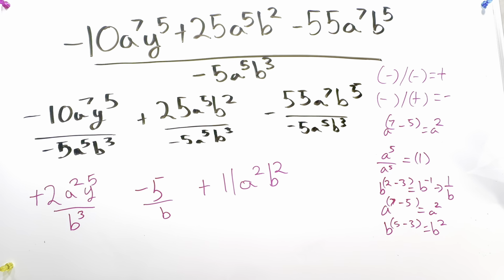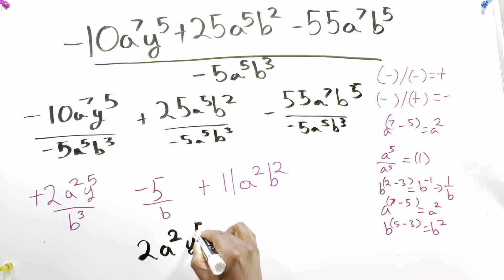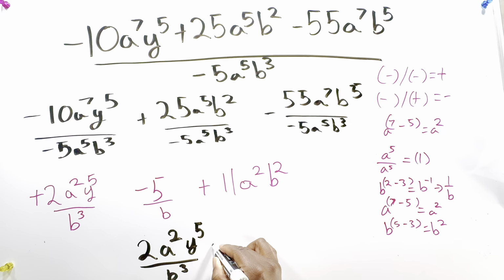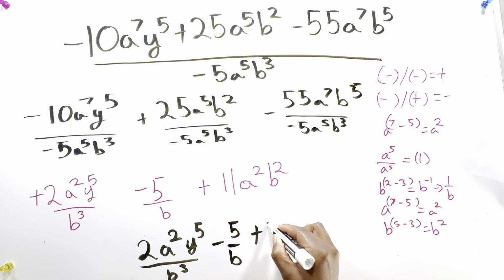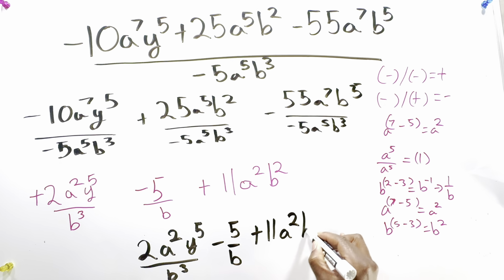Now, to make our math a little prettier, let's group these terms back together. So now we're going to write our final answer. This will be 2a squared y to the 5th over b to the 3rd. Then we're going to write -5 over b, and then plus 11a squared b squared.